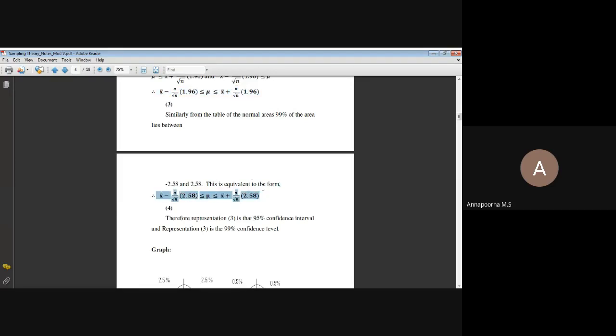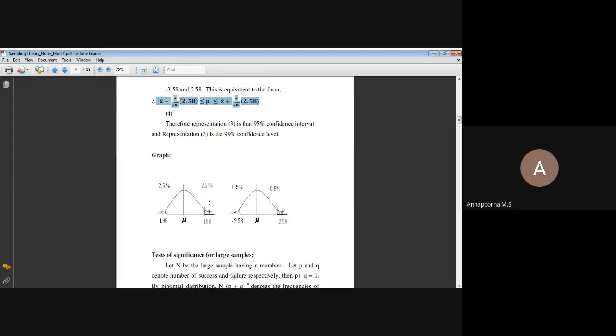So how did we get this? Using the normal distribution table. These two numbers correspond to 95% of the area. 95% of the area lies between these two numbers, and here 99% of the area lies between these two numbers.